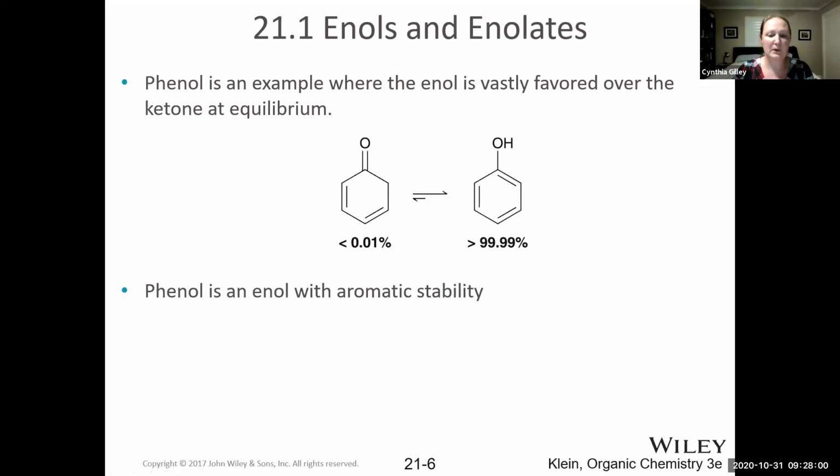Here's another example where the enol actually dominates the equilibrium, and it is the case of phenol. Phenol, as you might note, is typically drawn this way, and there's a reason for that. It's because 99.99% of the molecules will exist in the enol form, not the keto form. There's a few reasons for that.